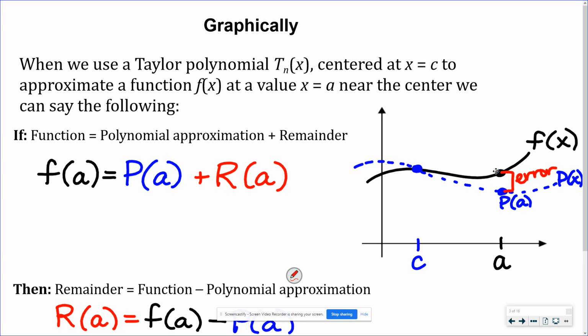This black line represents some function called f of x, and the dotted blue line represents the Taylor polynomial created to model or estimate that function. The Taylor polynomial was centered at this dot here that we're calling c. We are using the Taylor polynomial to estimate the black line at the value a. Obviously it's not the same as the y value on the function, but the y value on the Taylor polynomial is pretty darn close. The difference between those two y values is what we call the error or the remainder.